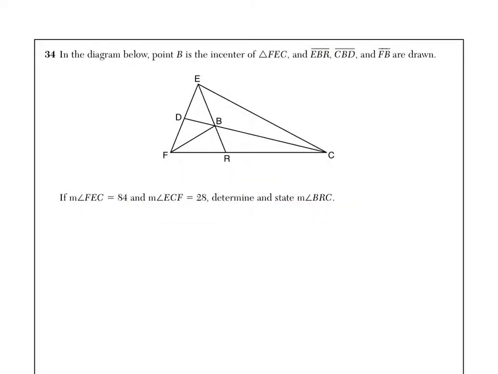34 says, in the diagram below, point B is the incenter of triangle FEC. Now, incenter is not a very common word. I'm actually surprised they put it on this exam, but it just means it's the point formed by the angle bisectors. Point formed by angle bisectors, which then in turn means that each of these pairs of angles, adjacent angles, are congruent.